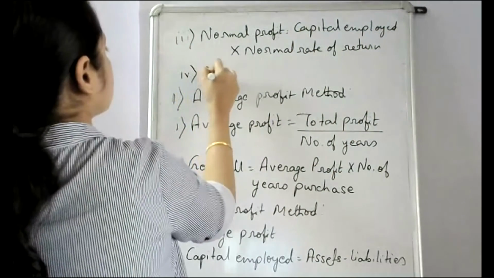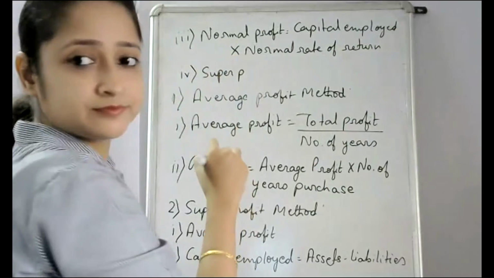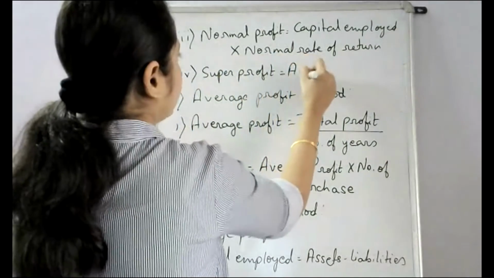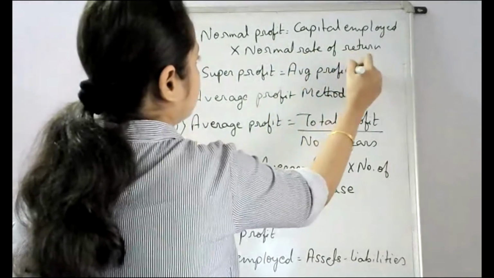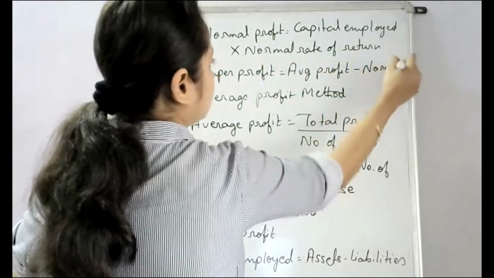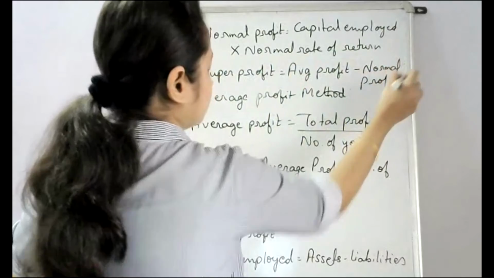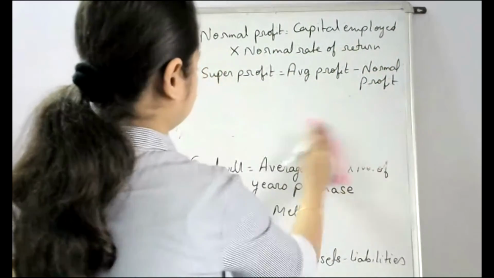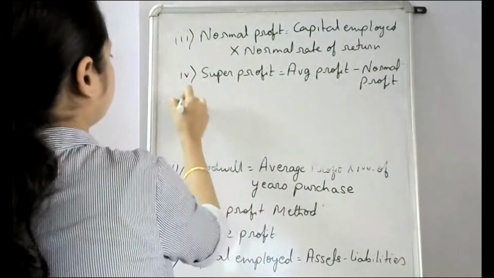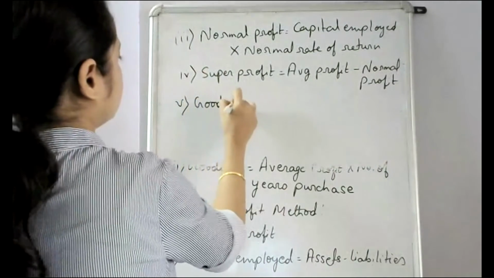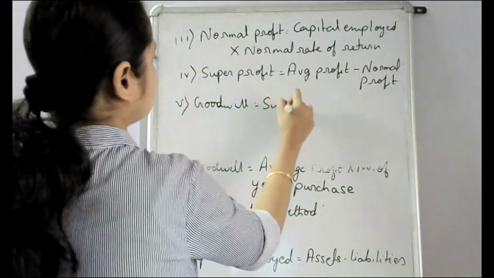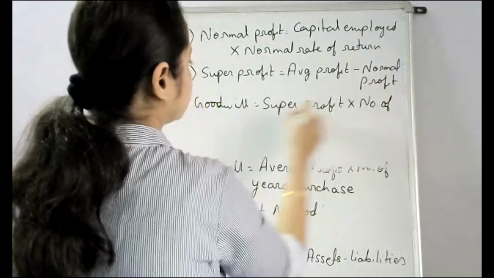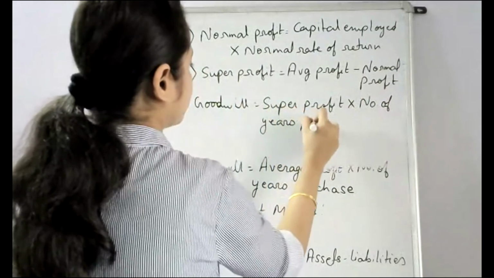Roman 4 is super profit. Average profit minus normal profit. Now Roman 5 is goodwill. Super profit into number of years purchase.